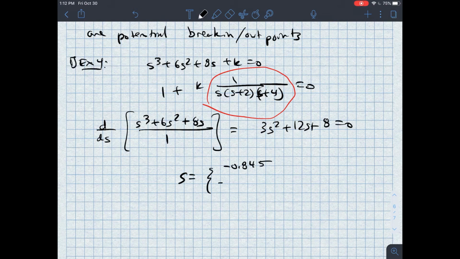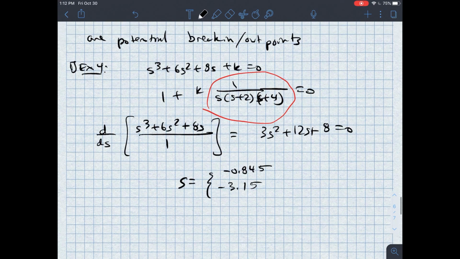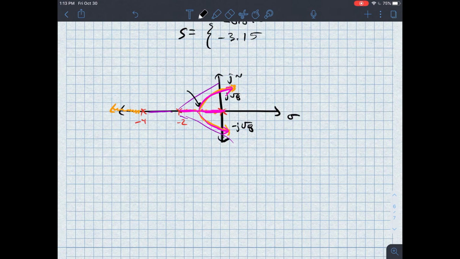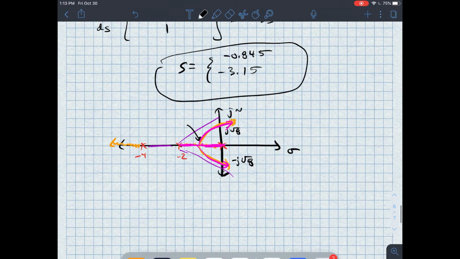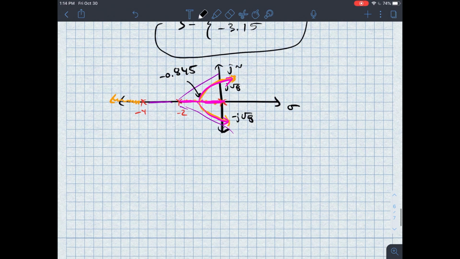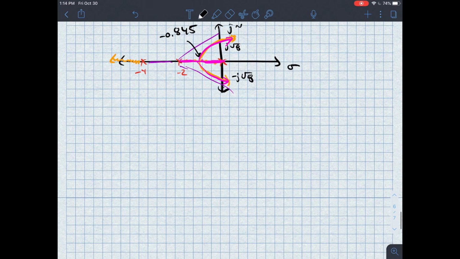0.845 or negative 3.15. And then what I'll do is I'll look back at my original drawing. So if I go back to my original drawing here and take a look at this break-in or breakout point, which I called out above, what I know is that that's the location. And so I compare that to my possible values of s from above. I see that this must be negative 0.845. So what I do is I figure out whether or not they're valid points on the locus, and then I'll use that. Okay, let's do another much more full and rounded out example.